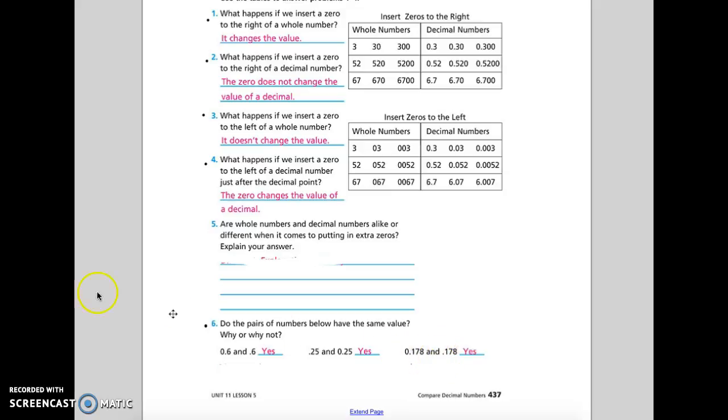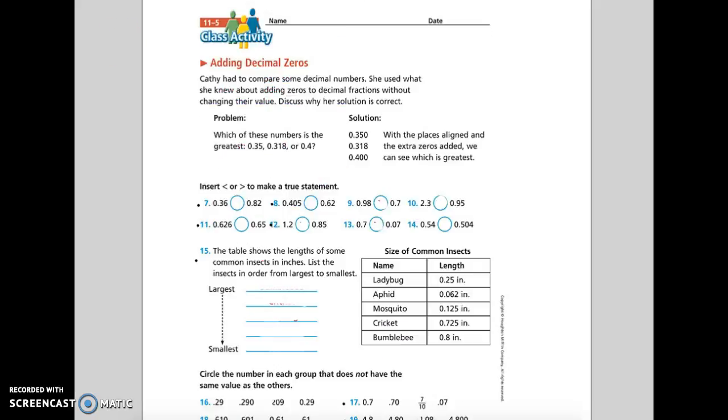It's the same number. All right, so we're going to use what we know now about adding zeros to help us solve some of these problems. So let's read this scenario. It says, Kathy had to compare some decimal numbers. She used what she knew about adding zeros to decimal fractions without changing their value. Discuss why her solution is correct. Says the problem, which of these numbers is the greatest?